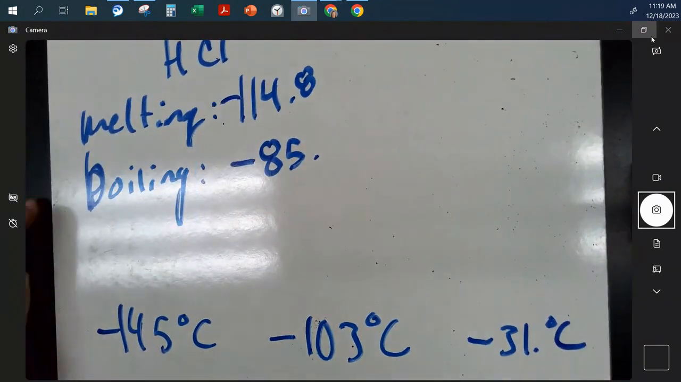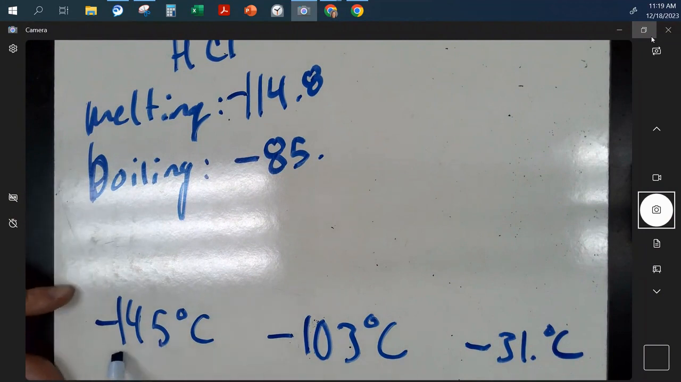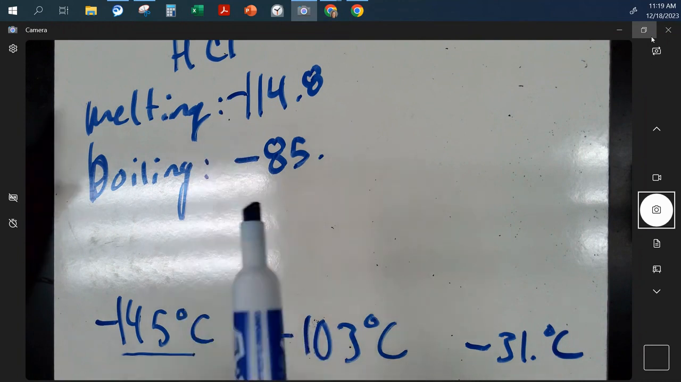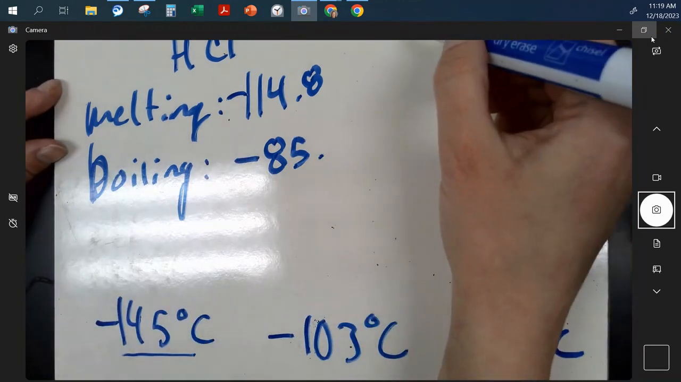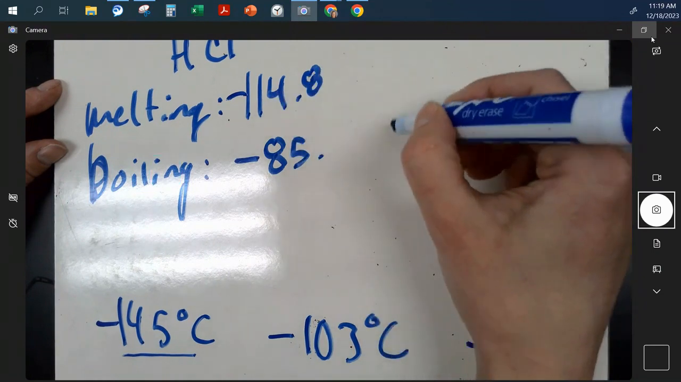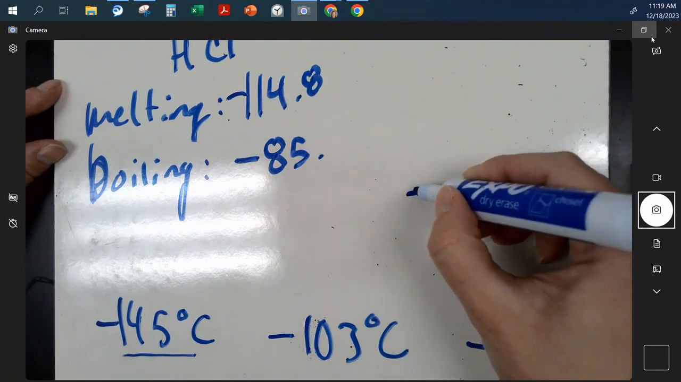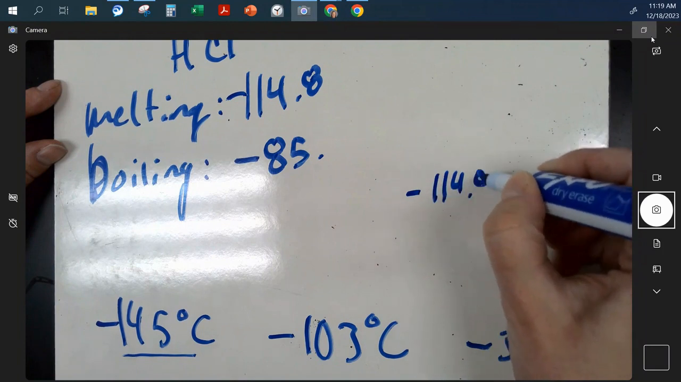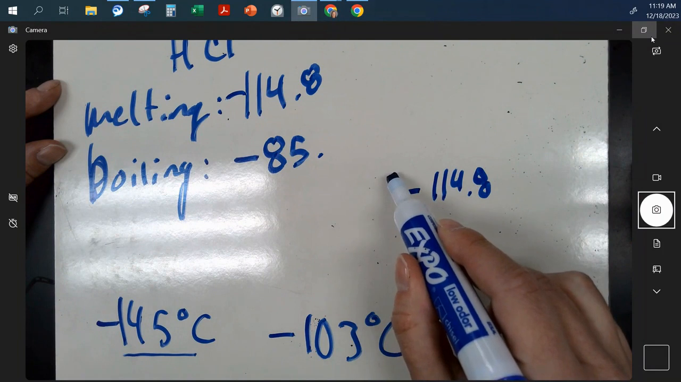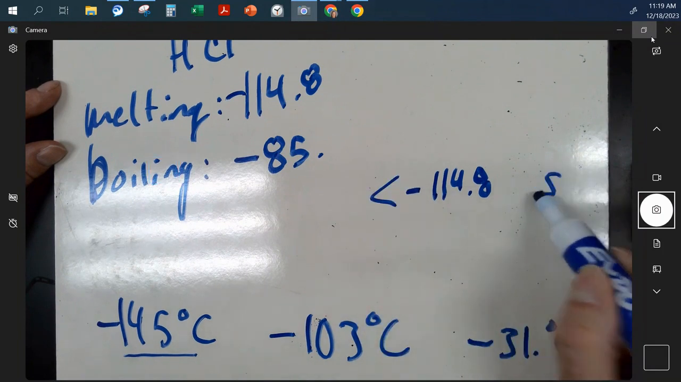So, if we have hydrochloric acid and it's at negative 145, what would the phase be? So I think this is tricky when it's negative. So what I like to do is I like to say, okay, if it's below negative 114, then it's frozen, so it's going to be solid. So if it's going to be less than that, then it's going to be solid.